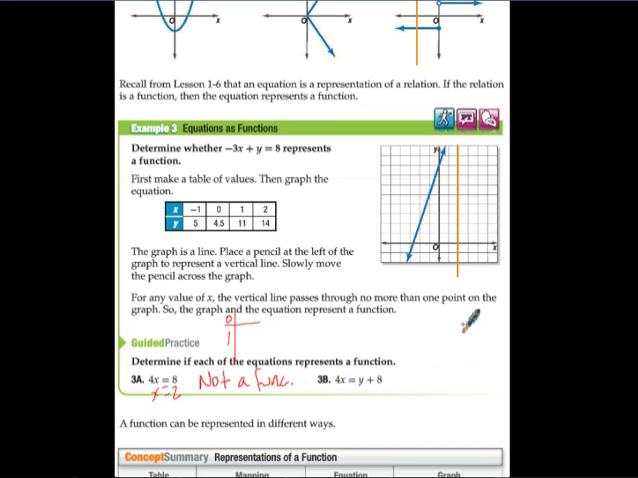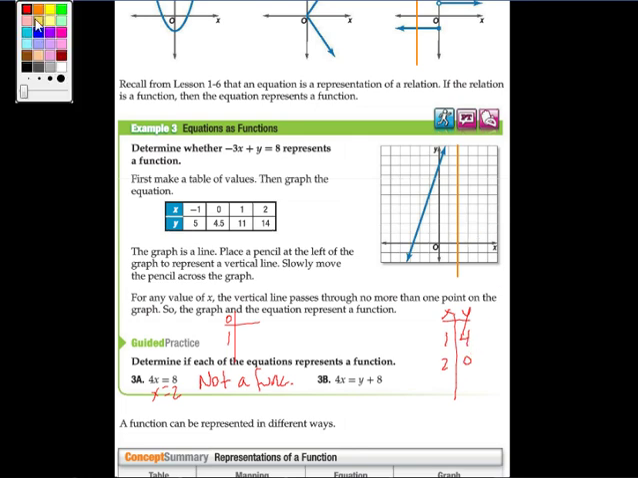Here, 4x equals y plus 8. Here we can make a table of values because now we have an x and a y. So if x is 1, y is 4. If x is 2, y is 0. The only thing I need to make a line is 2 points. 2 points make a line. So I can graph this now. We have 1, 4, and we have 2, 0.